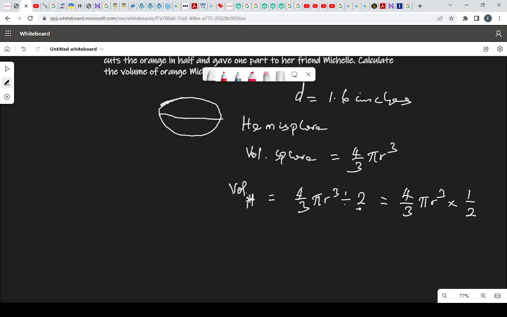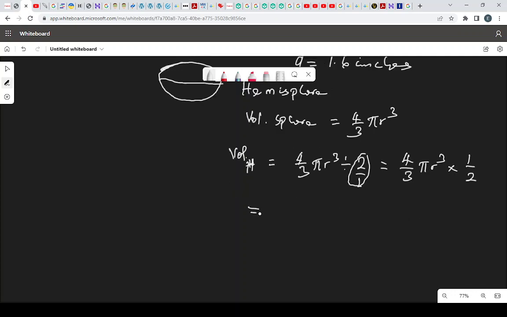What I did here: when dividing by a fraction, the sign of division changes to multiplication, and you multiply by the reciprocal of the fraction. So the reciprocal of 2/1 is 1/2. That means for the volume of the hemisphere, 3 times 2 down here is 6. So I have 4/6 pi r cubed.